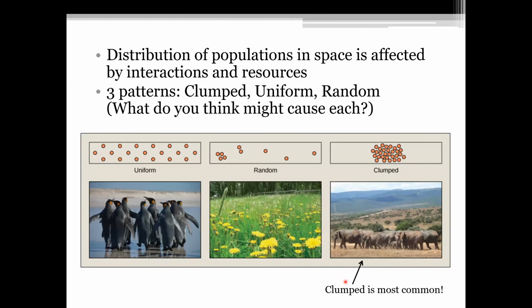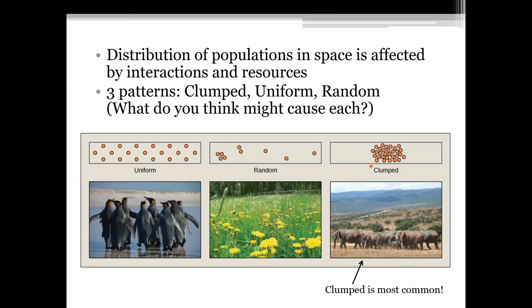So now, as far as distribution of populations in space, this is affected by interactions and resources. So here you see three patterns of how they could be distributed in space. You have uniform, which is shown here, and this is very common in terrestrial birds such as penguins. You have random, which is shown here, and this is common with plants with wind dispersed seeds. So, for example, dandelions would have a random distribution. And then you have clumped. This is the most common distribution of all.